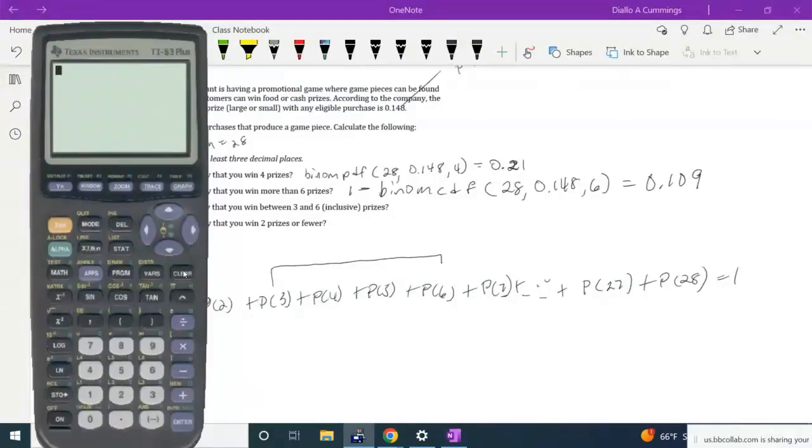So I can go back to my home screen. I can go into my list. I can go over the sum. I can sum all of those values in L2. And you get 0.696.